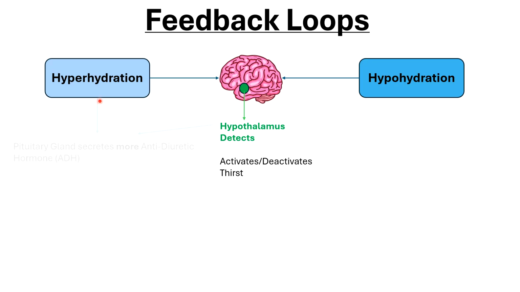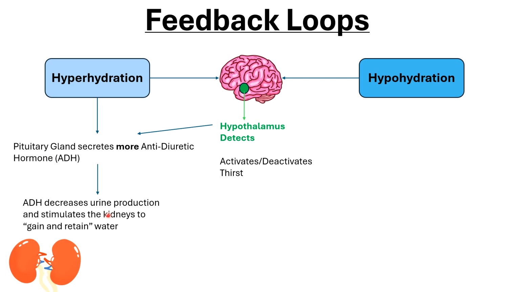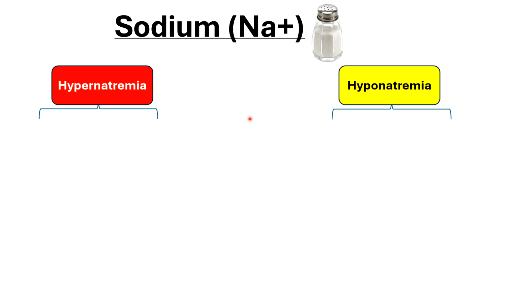In hyperhydration, it will stimulate the pituitary gland to secrete more ADH, and this is going to cause a decrease in urine production and a gain and retention of water in the kidneys. And lastly, if it's hypohydration, the pituitary gland will be asked to secrete less of this hormone to prevent the following processes.